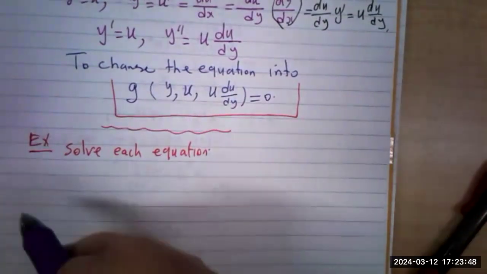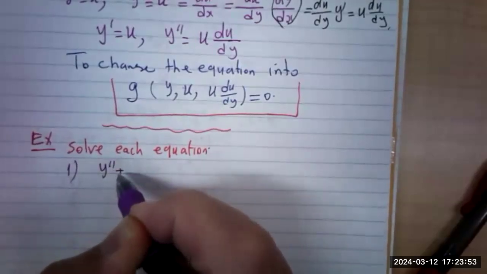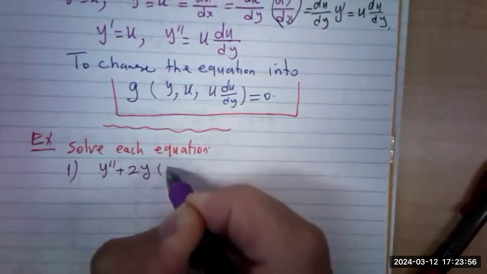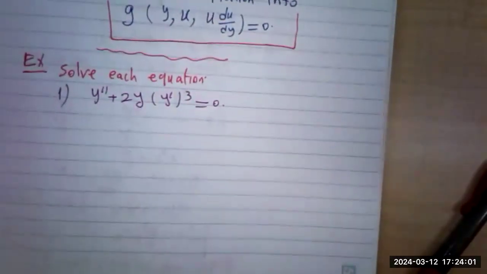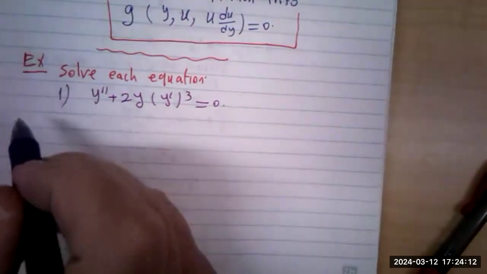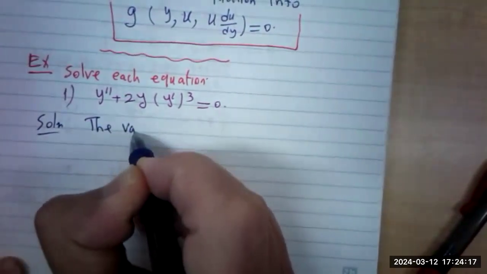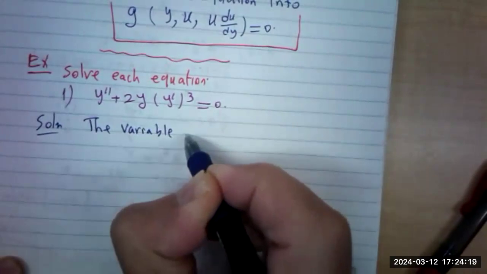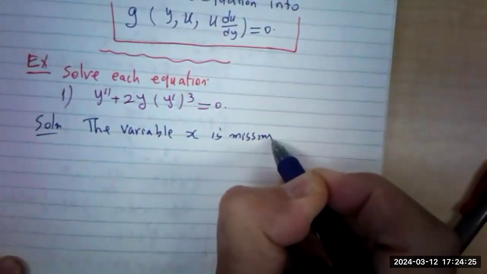First one is this one. y double prime 2y, y prime cubed equal to this. As you can see, there is no x in it. So it's a type 2. Okay, so variable x is missing, solution. The value. Okay, the variable x is missing. So that would be type 2.